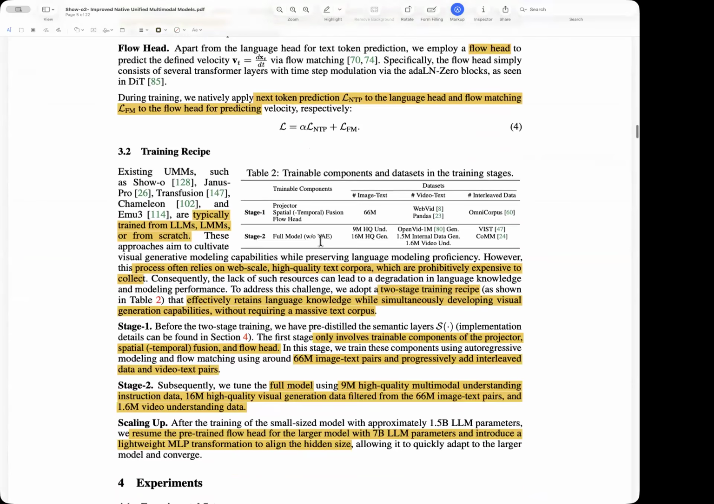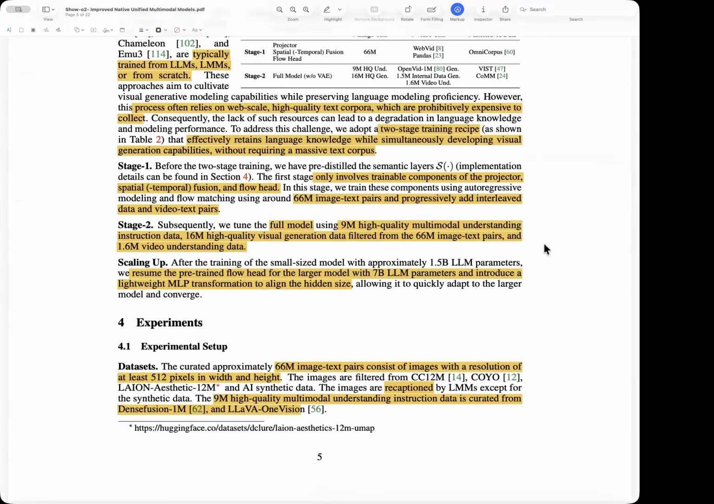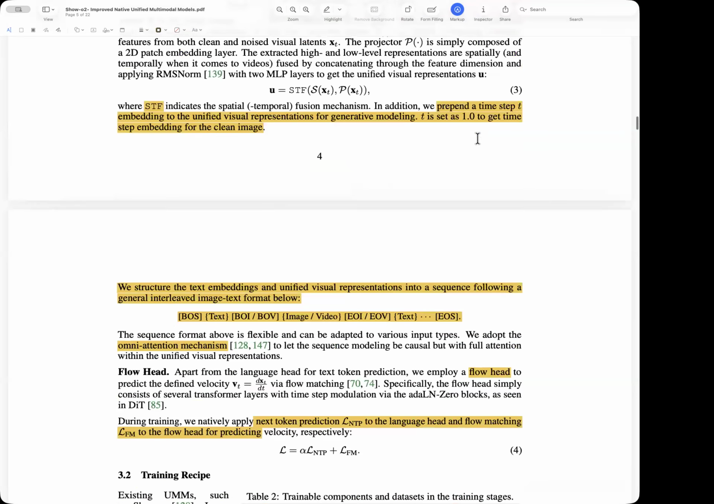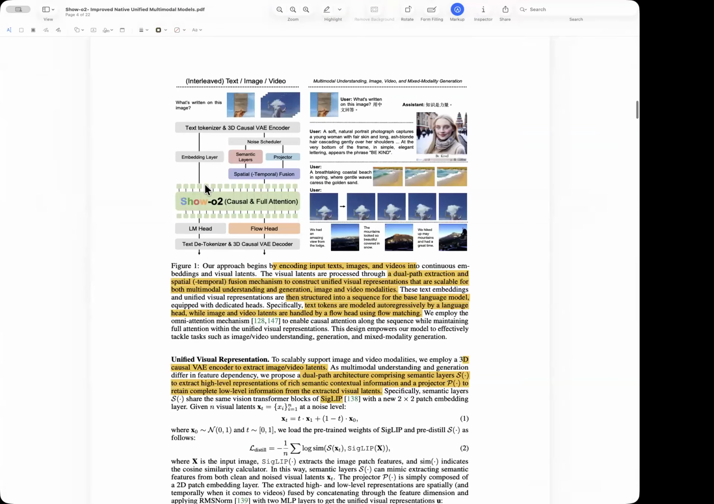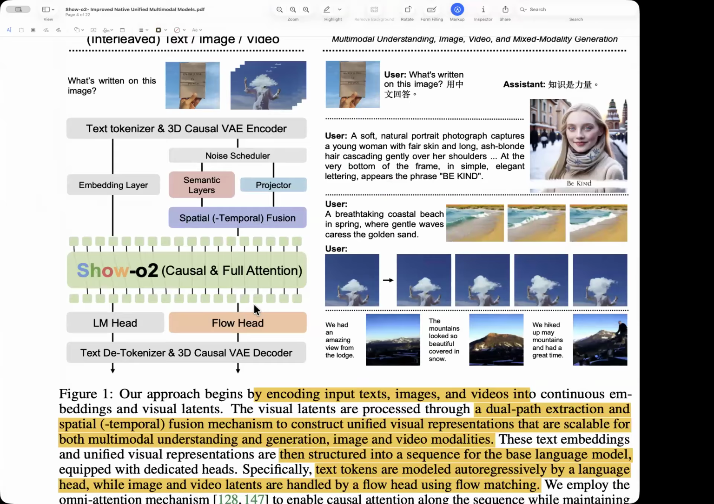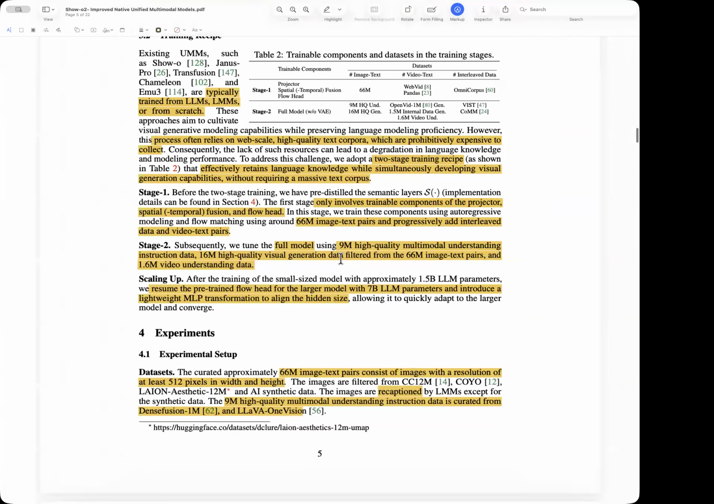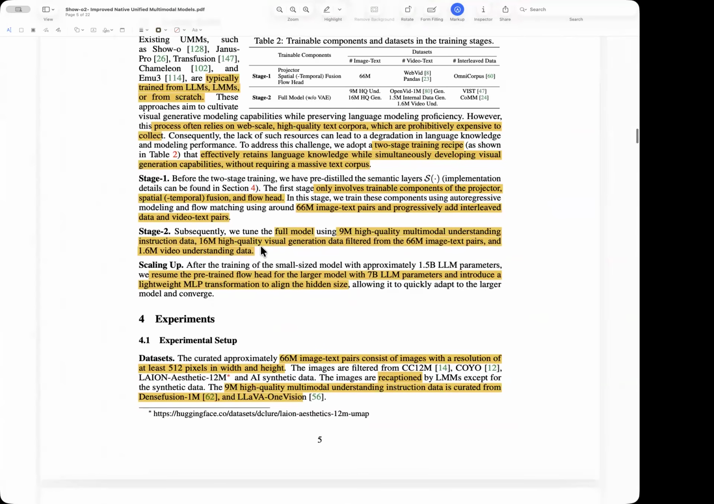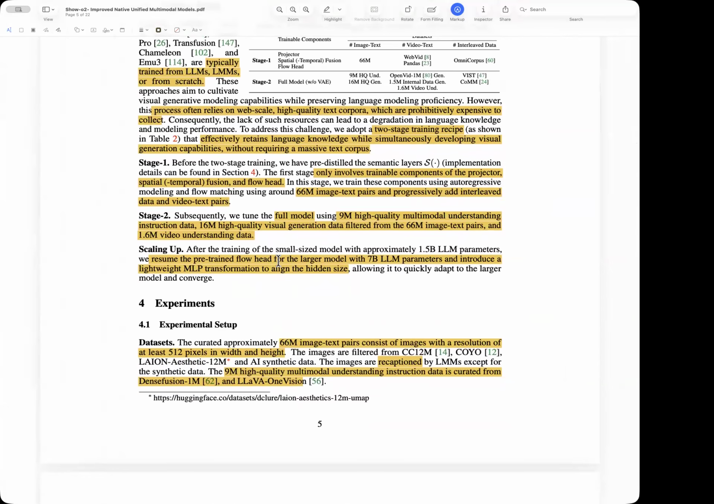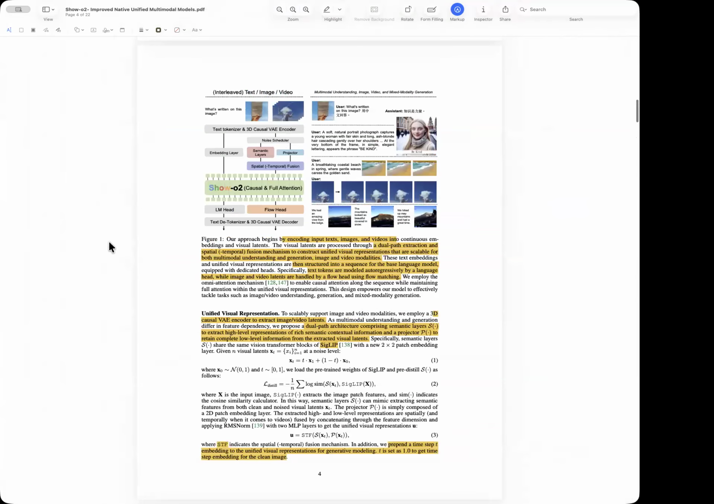They talk about in their training recipe how they have to freeze parts of it, in stage one versus stage two. Stage one is freezing the LLM and only training these: you freeze the LLM, you train the projector, the semantic layer, and the spatial fusions. Stage two of this training is where you train the language model for the merge and freeze the VAE stuff. You do that with high quality data. Then they talk about freezing this, scaling it up, and dropping it into a 7B. But that's more concretely what's happening in this architecture.